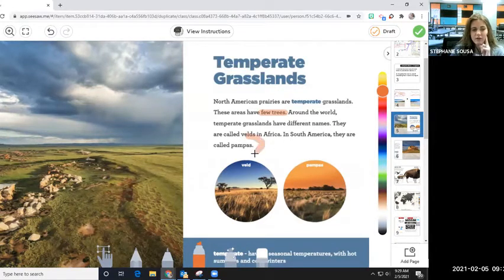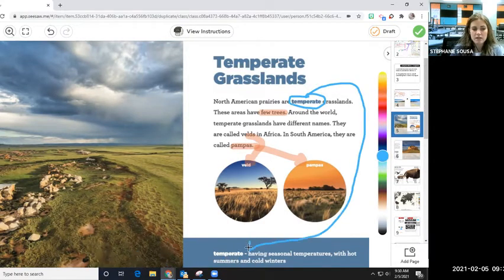Ooh, look at this photograph. Veld, that's what it looks like in Africa. In South America, they are called pampas. Look at that, pampas. There's the title of that photograph, that little caption. Okay. I also noticed this bold word. If I want to know what temperate means, check out my glossary. Temperate means having seasonal temperatures with hot summers and cold winters. Well, we got that. Indiana's got some hot summers. We definitely have some cold winters. So we live in a temperate climate, okay?